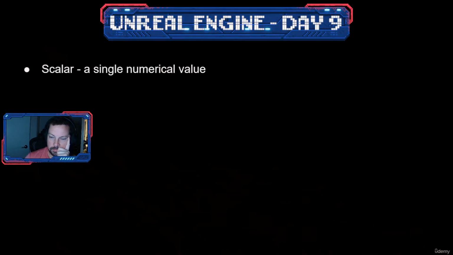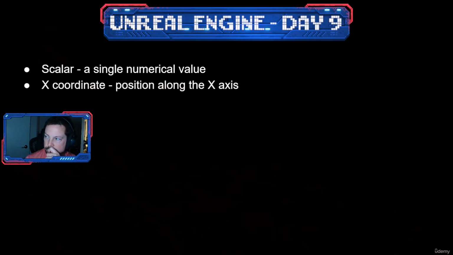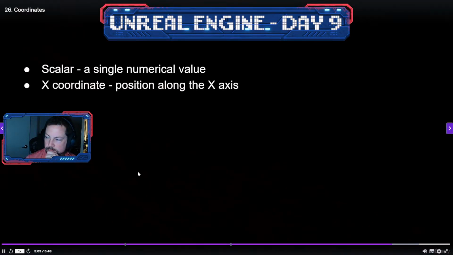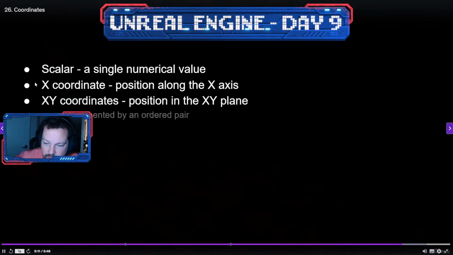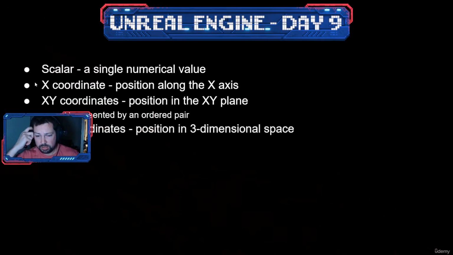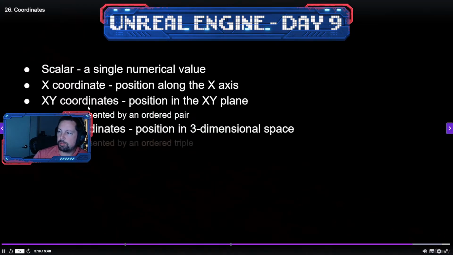So in summary, we learned about coordinates and how a scalar is a single numerical value. In one-dimensional space, we could represent our distance from 0 on the x-axis by a scalar value. We also learned that our x-coordinate is our position along the x-axis, and xy coordinates represent our position on the xy plane, and that these are represented by an ordered pair. We learned that xyz coordinates represent our position in three-dimensional space, and these are represented by an ordered triple, with x first, then y, then z last.